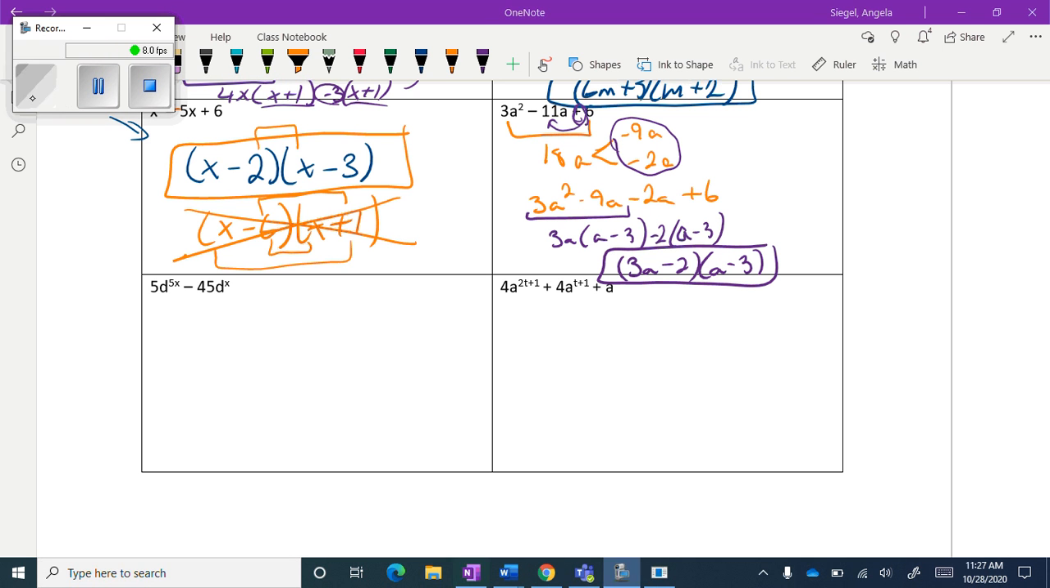So think about what you can factor out. It's easy to see that you can factor out a 5, but can you factor out a d to a certain power? So think about your exponent rules, and we can actually pull out a d to the x power. That's what they have in common. So think about this. This is 5x, and this is 1x. So if we pull out a 5d to the x power, then I'm going to have d to the 4x power left because I already pulled out 1x here. Okay, and so now I don't have any d to any power left over here. So if I take 5 out of 45, that's going to be a 9.